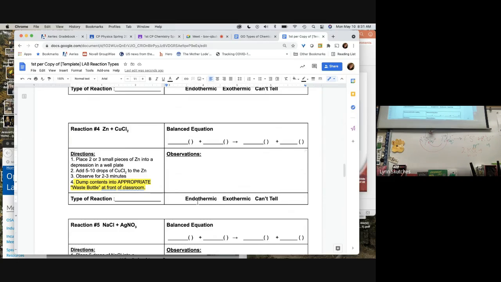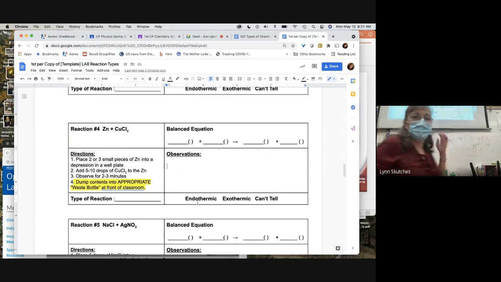So when you're done, oh, my wool is coming off. When you're done with the zinc and the copper chloride, just clean it up here and then rinse out the well plate. That's the other thing I want to tell you too about the hydrogen peroxide and the manganese dioxide. You want to put it into this bottle, not down the drain, but then rinse out your test tube.